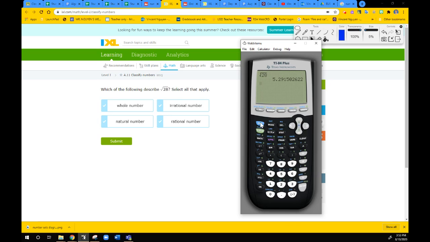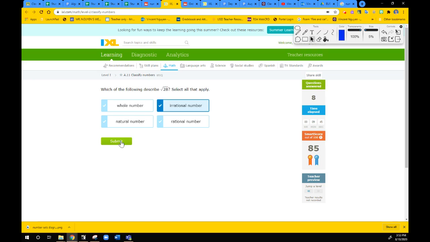But what if you don't have a calculator? Well, if you don't have a calculator, you know that the square root of 25 is a nice whole number. And then the next nice whole number would be the square root of 36. So anything in between these, square root of 24, square root of 30, let me try square root of 35 and let you see, all of those are going to be irrational, okay? So I'm going to say it's irrational. Submit.